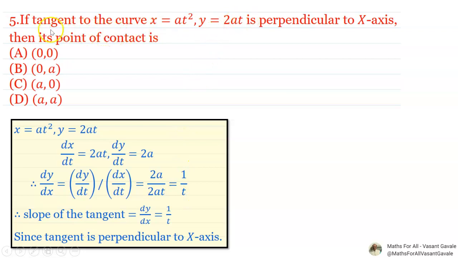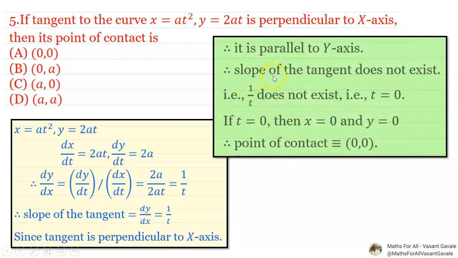We have been given that the tangent to the curve at x is equals to at square, y is equals to 2at is perpendicular to x-axis. That means the tangent is perpendicular to the x-axis. Therefore its slope is not defined. Okay. Since the tangent is perpendicular to x-axis, the slope of the tangent does not exist and therefore 1 upon t does not exist. But when is this possible? When t is equals to 0. Therefore if t is equals to 0, then what are the values of x and y? x is equals to 0 and y is equals to also 0, and hence the point of contact is (0, 0), and hence option A is correct.